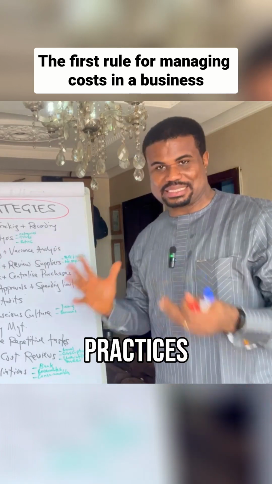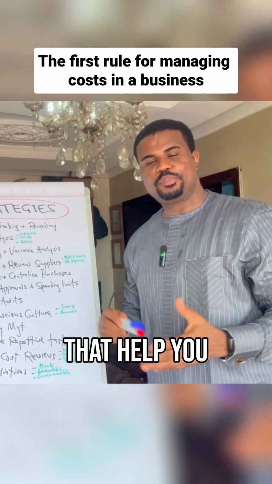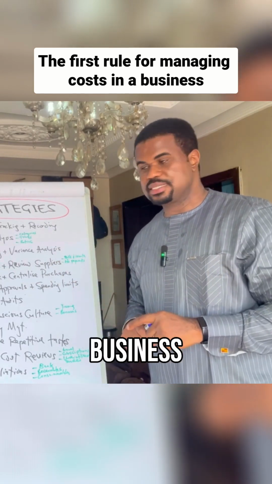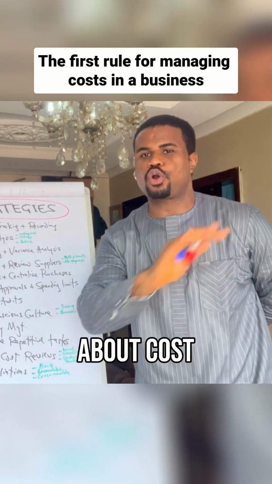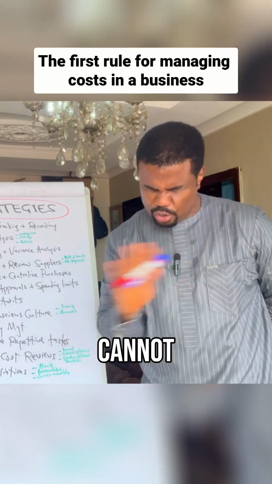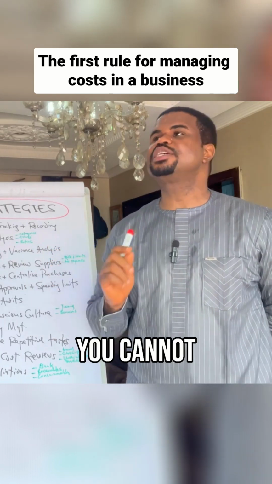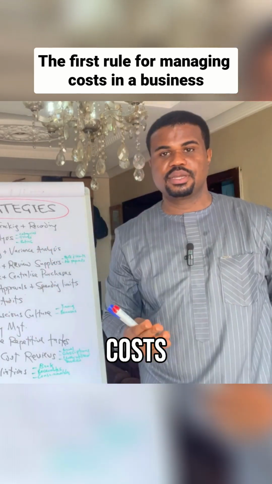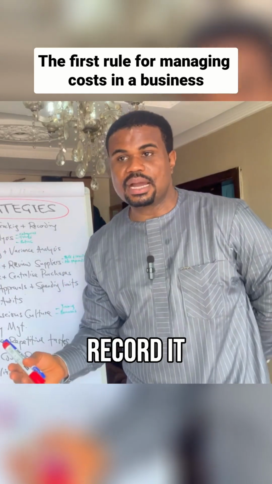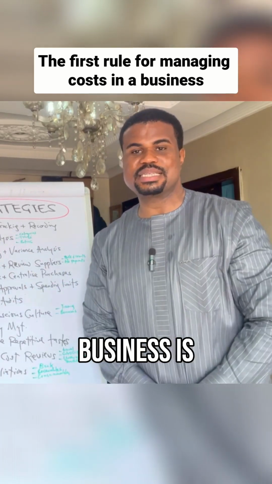These are just 12 practices, best practices that help you manage costs in a business. The first is expense tracking, recording your costs. We cannot even talk about cost management. You cannot even say you are serious about managing costs if you are not recording or tracking your costs. Because if you cannot record it, how do we know what the business is ailing from?